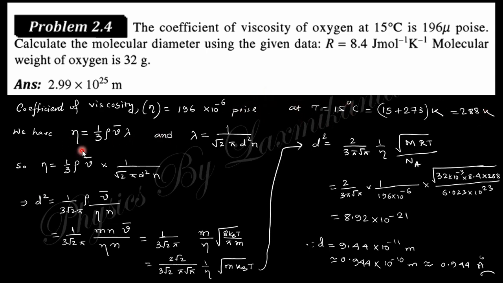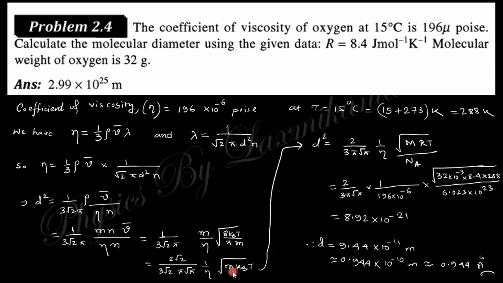So you know the coefficient of viscosity is 1/3 rho v bar lambda, and lambda is 1 by root 2 pi d square n. If you put this lambda here, just rearrange them, and rho is nothing but mn. So n cancels out, and v bar is root under 8 kBT by pi m. So this m is introduced, and you get this.